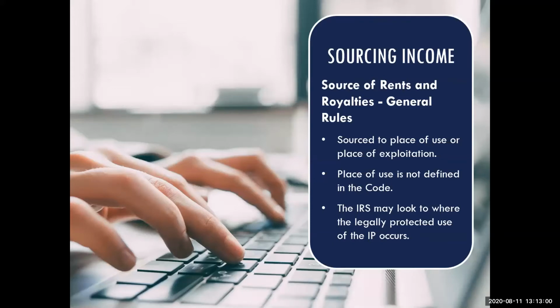Also, we have rents and royalties. The general rule here is that they're sourced to the place of use or place of exploitation. And the place of use is not defined in the code. So the IRS may look to where the legally protected use of the IP occurs. This could happen, for instance, if you're licensing a piece of music, or if you are licensing some software and the vendor is outside of the US, that's generally for use in the US and subject to withholding tax.